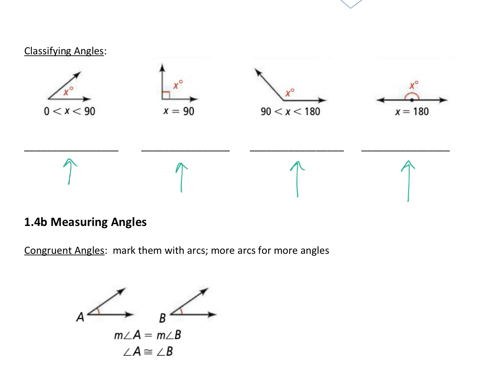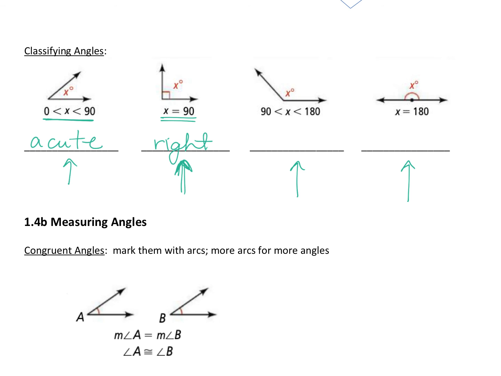Acute. Oh, wait, I'm on the wrong one. It's the first one. The first one is acute, right? If an angle is between 0 and 90, does that include 0 and 90? No. Less than 90, greater than 0 is acute, okay? If it hits 90, that is a right angle, okay? So when it has a 90-degree angle there, that is a right angle.